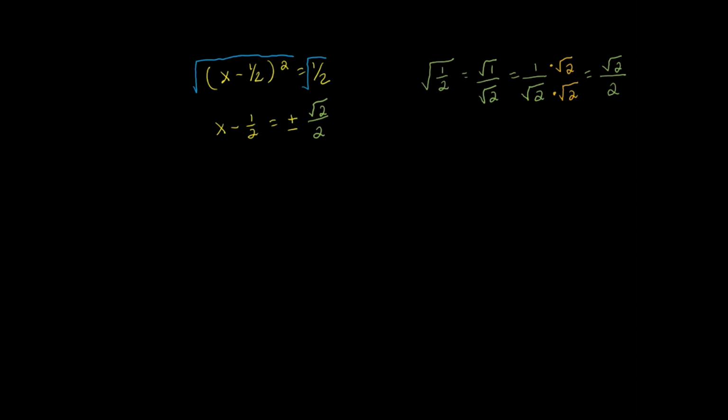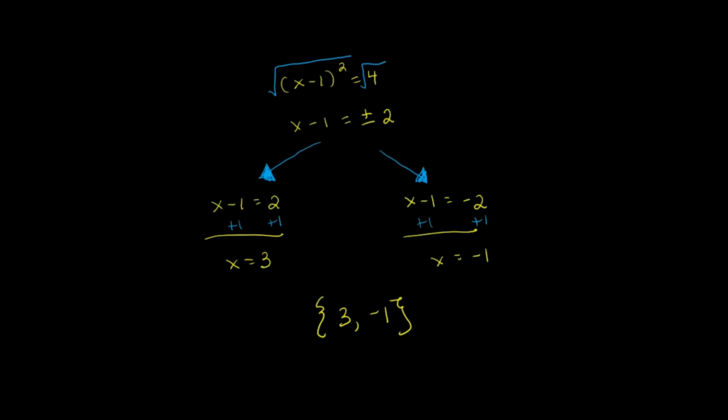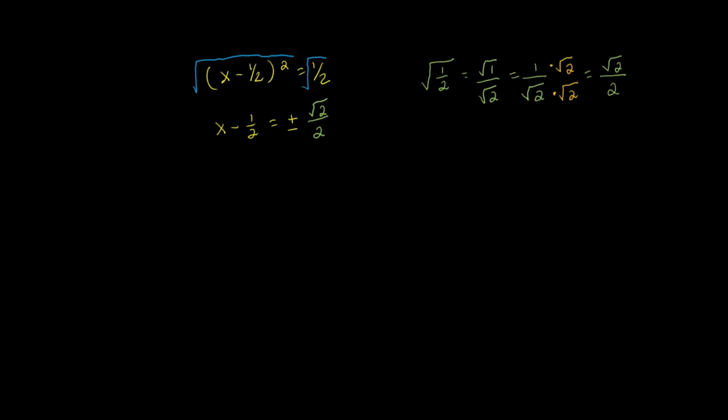Now, unlike when we had whole numbers, so if I go back 2 slides, when we were solving this one by taking the square root, once we had whole numbers, we needed to create 2 separate equations. When you don't have whole numbers, like if you have an imaginary number or if you have square roots, you don't really need to do that. So what you can do here is just literally add 1/2 to both sides.